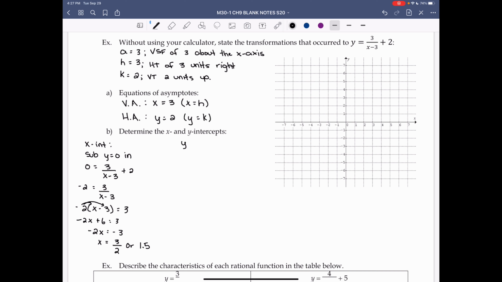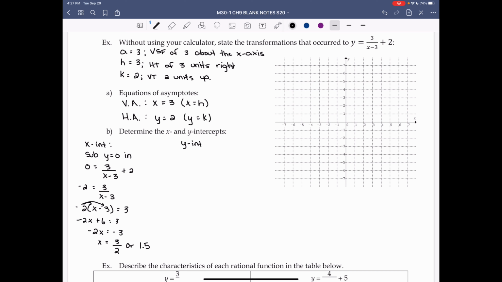For the y-intercept, x is equal to 0. So sub in x equals 0. We have y equals 3 over 0 minus 3 plus 2. y equals 3 over negative 3 plus 2. y equals negative 1 plus 2. y equals positive 1.